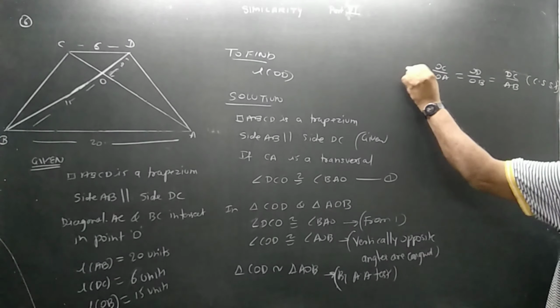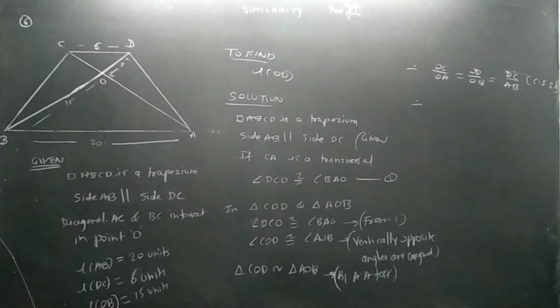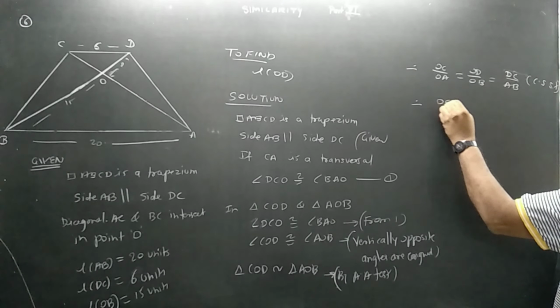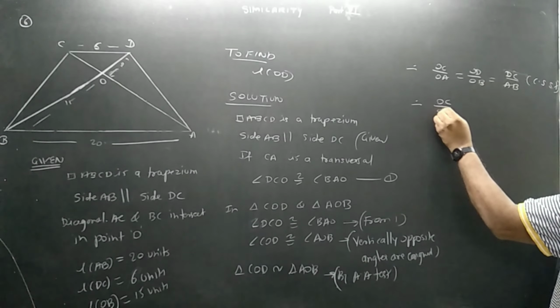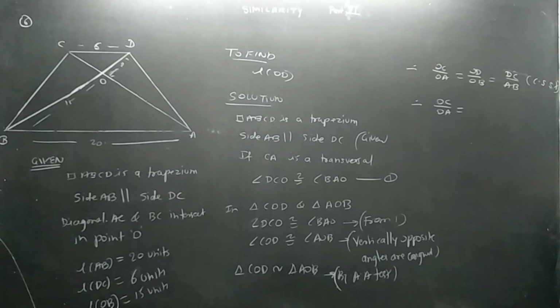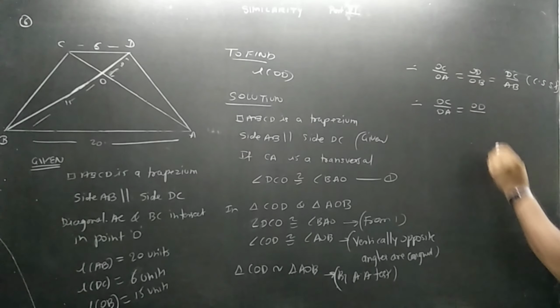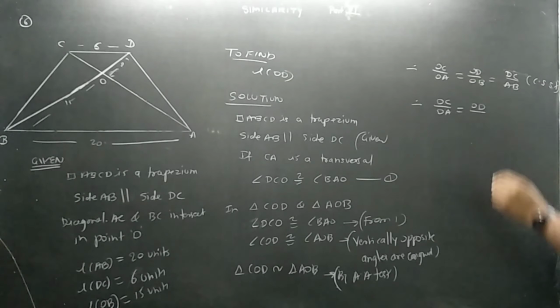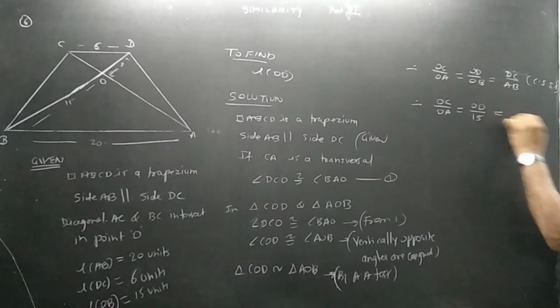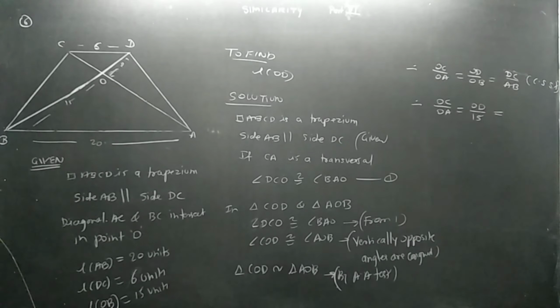After that, just see the values. Do you know the value of OC? Don't know the value of OC. OA, we don't know the value of OA. But the value of OD, we have to find. OB is how much? Given 15. So we write 15. DC is how much? 6. And AB is 20. We are going to write given.